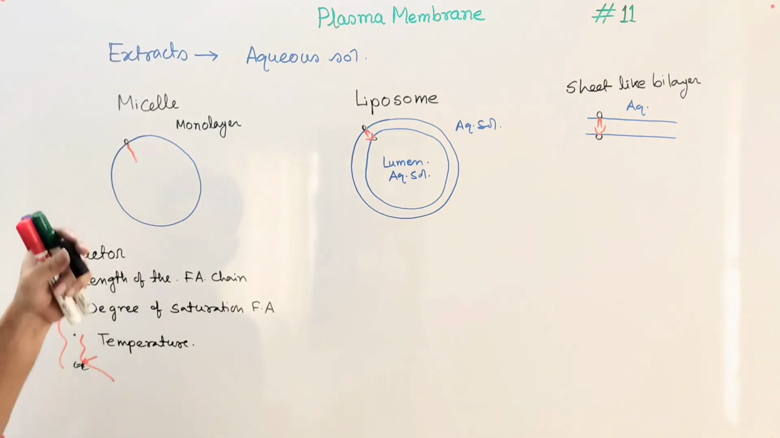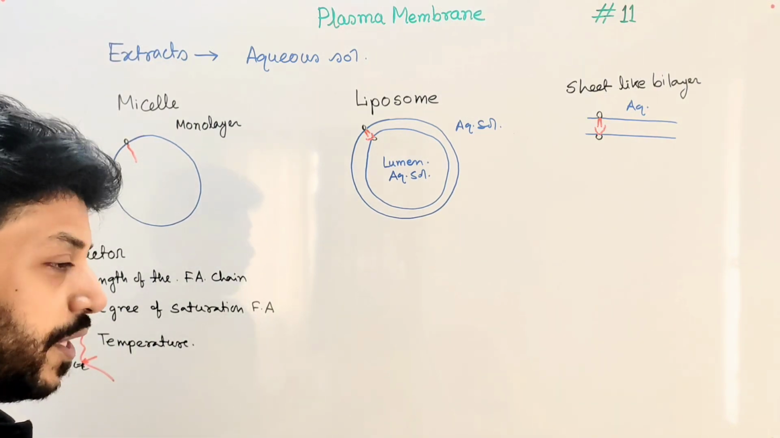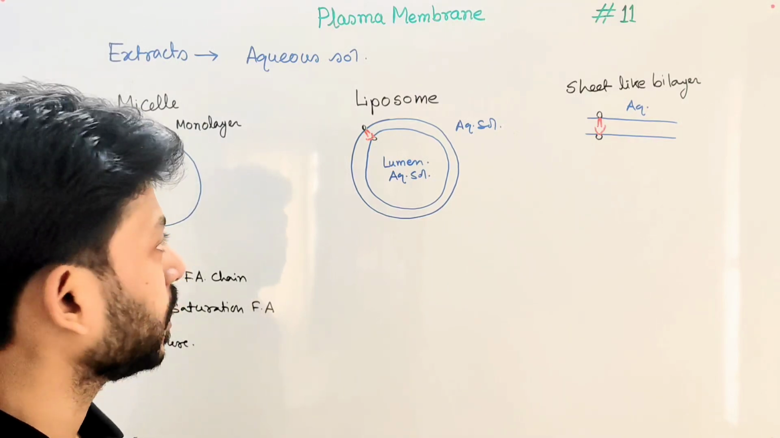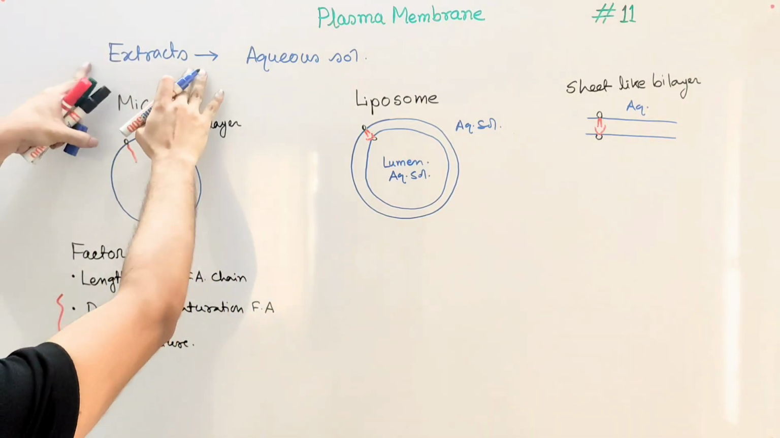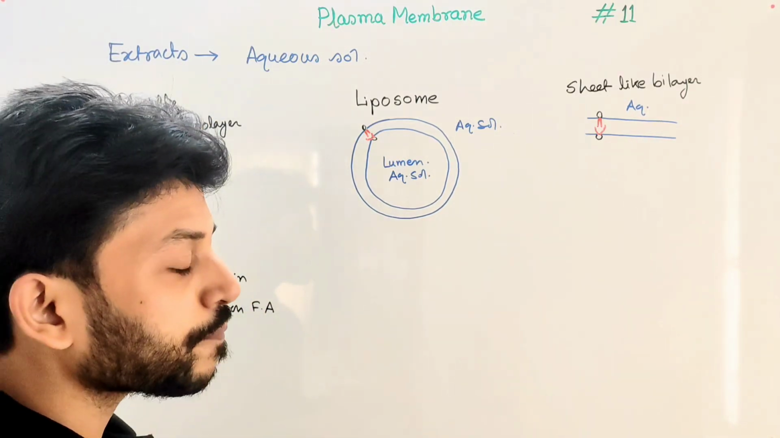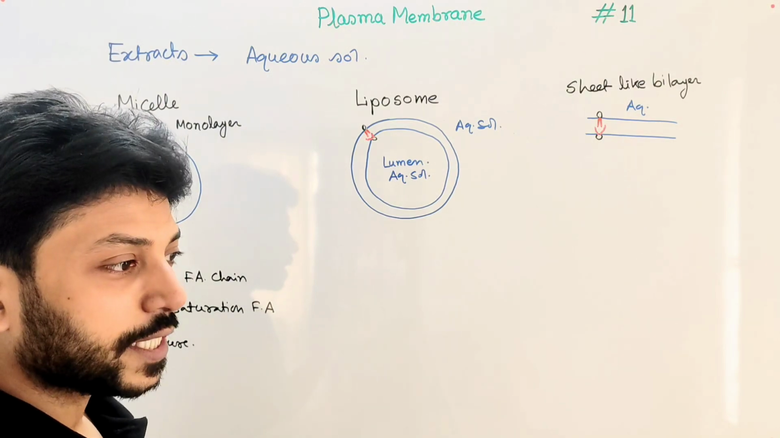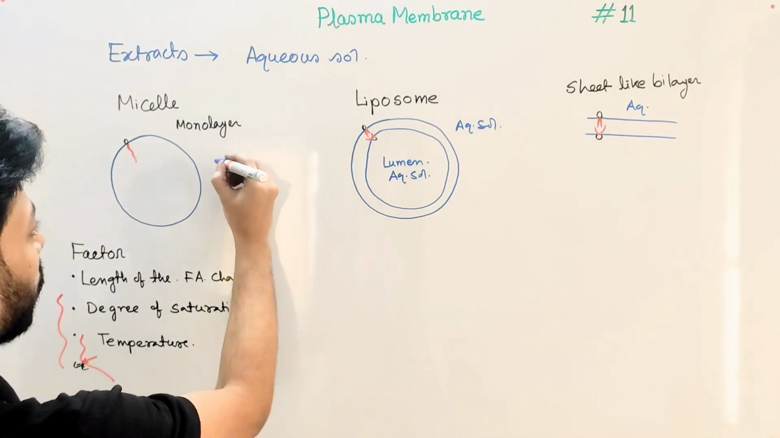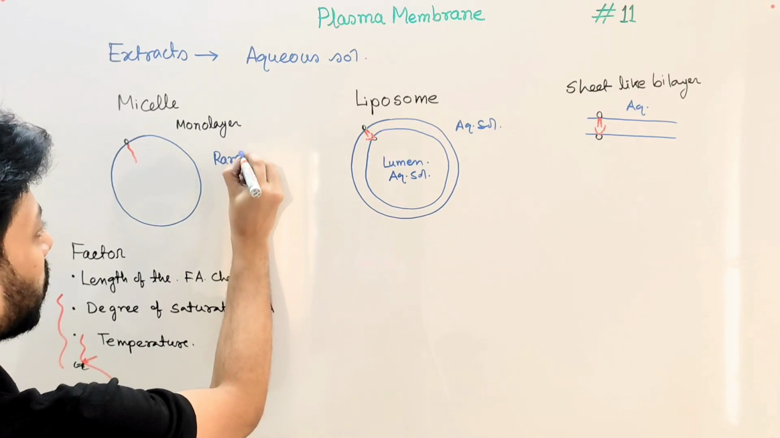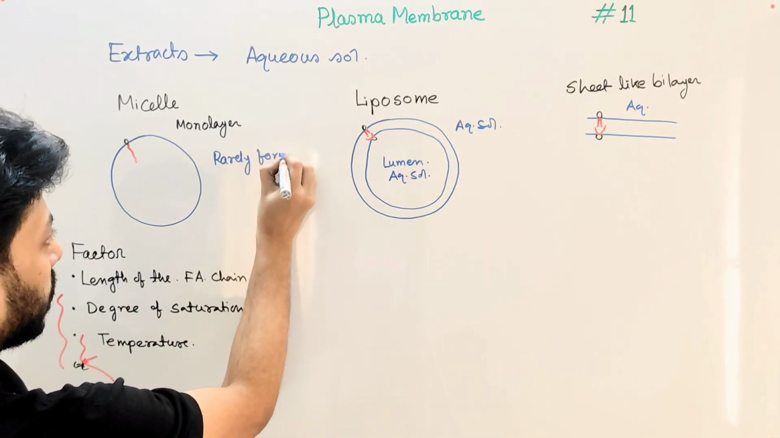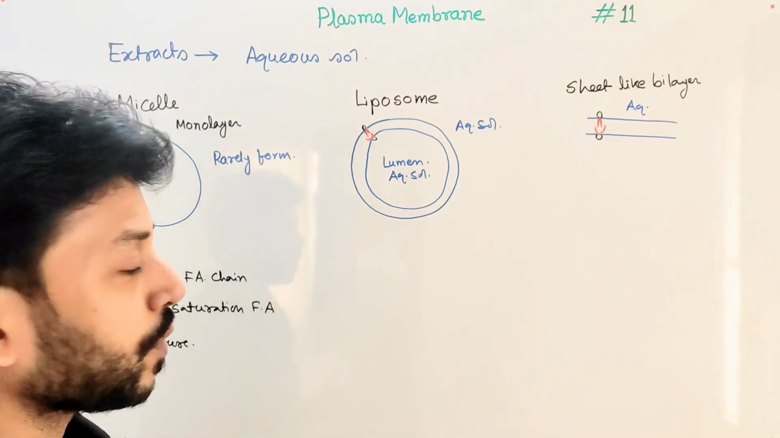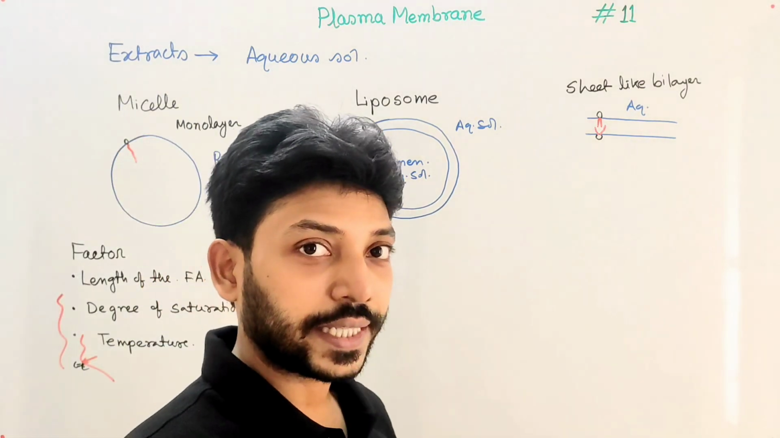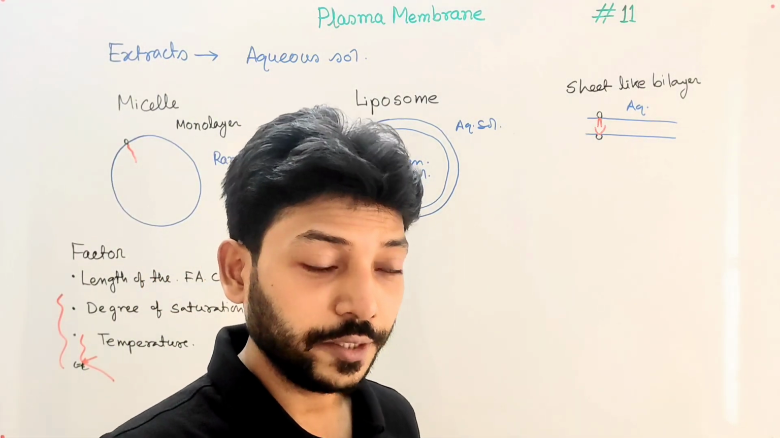Now let's talk about micelles in more detail. Micelles are actually rarely formed from the lipids present in the plasma membrane. So if you extract lipids from the plasma membrane in aqueous solutions, they very rarely form micelles.